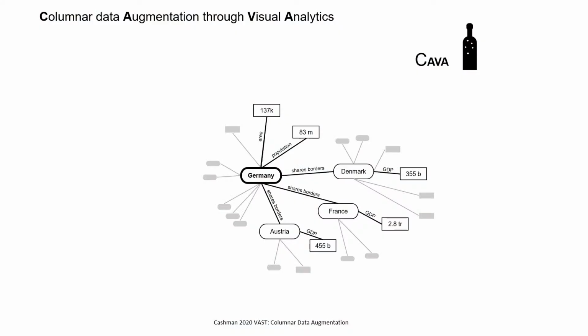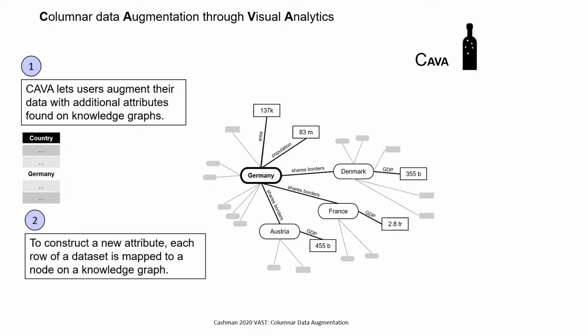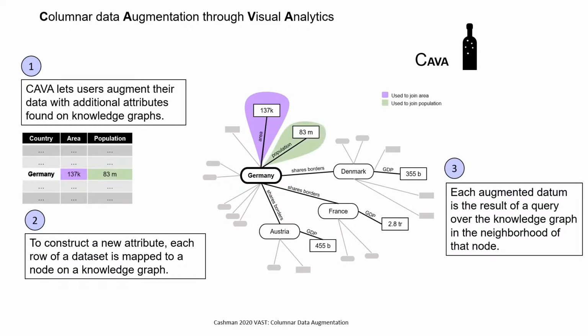We present columnar data augmentation through visual analytics. Cava lets users augment their data with additional attributes found on knowledge graphs. To construct a new attribute, each row of a dataset is mapped to a node on a knowledge graph. Each augmented datum is the result of a query over the knowledge graph in the neighborhood of that node.